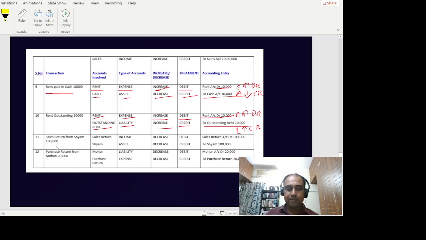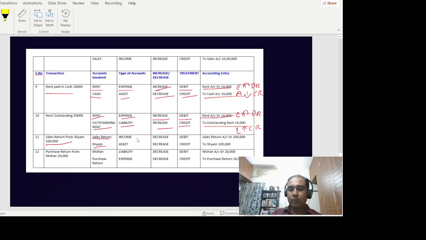Sales return from Sham, 1 lakh rupees. Sales return and Sham, two accounts are involved. See, when I do a sale, the entry will be what? Sham account debit to sales. Now, when the same sale is returned back to me, the entry will be opposite. Okay.